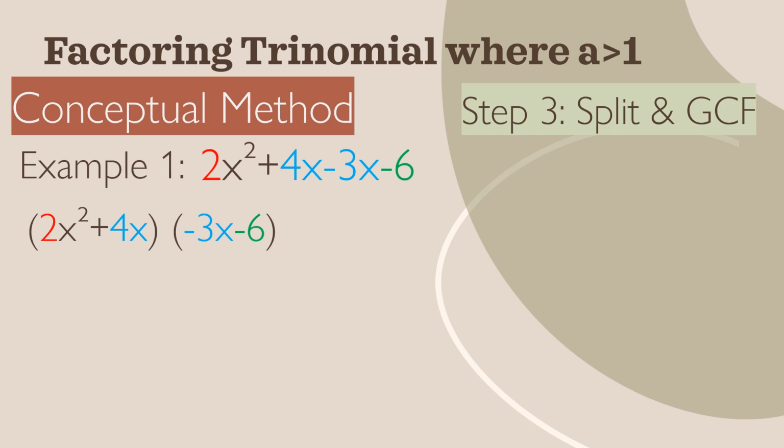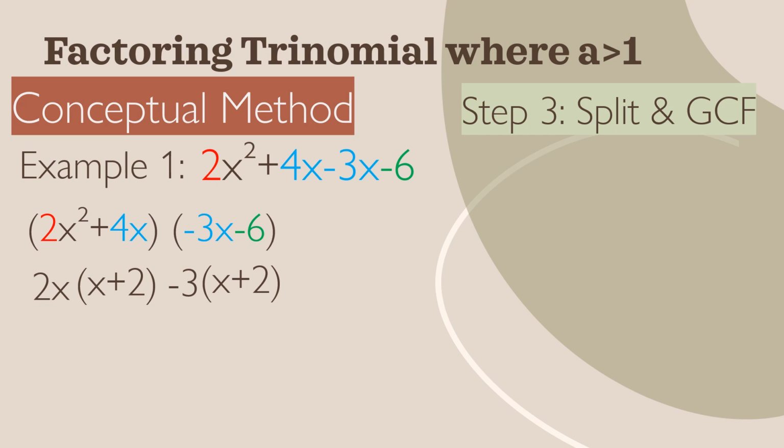So from here, we want to pull out a GCF from each side. On the left side, the GCF is 2x. And when I pull 2x out of 2x squared, I'm left with x. And when I pull 2x out of positive 4x, I'm left with positive 2. Now, do the same thing on the right side. When I pull a GCF from negative 3x minus 6, the common factor is negative 3. When I pull negative 3 from negative 3x, I'm left with just x. And when I pull negative 3 from negative 6, I'm left with positive 2.